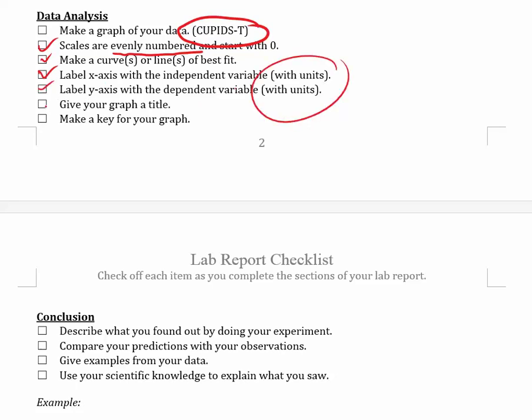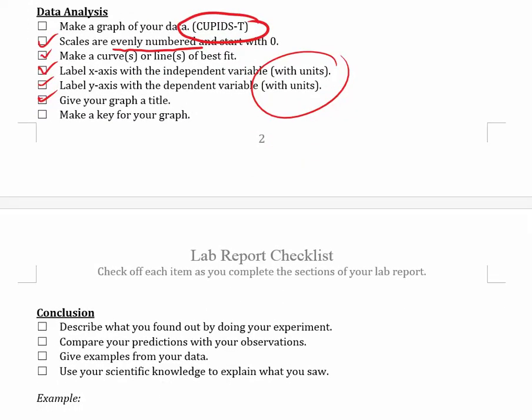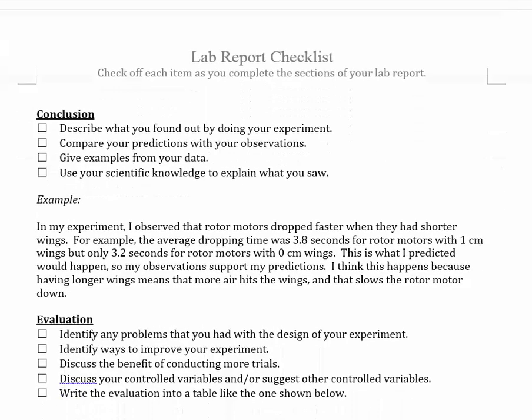Include your units there. Give your graph a title, and the graph title can be similar to the data table title. Graph title could be something like, graph showing how length of the wings affects the dropping time of the rotor motor. So it's okay to have a long title. Just make sure it's very clear what exactly is shown in your graph. Also, by looking at your graph, we should be able to know exactly what your experiment is about.